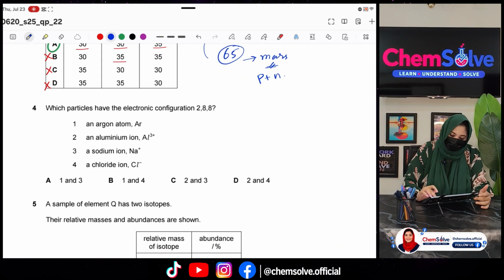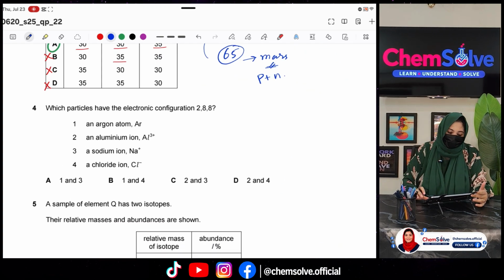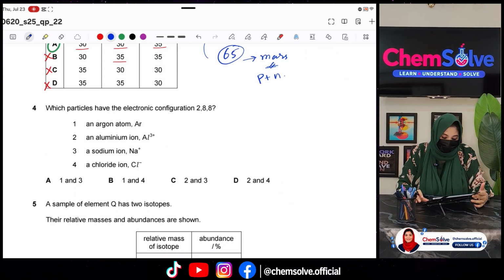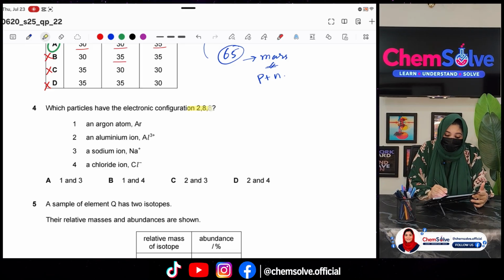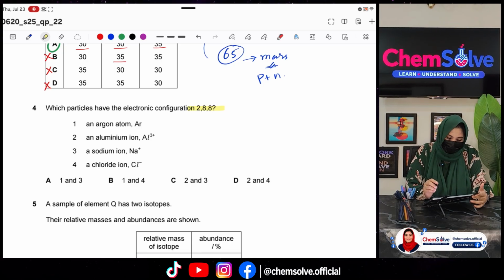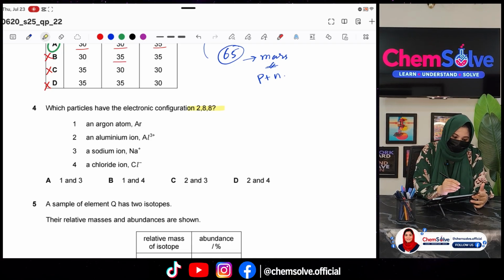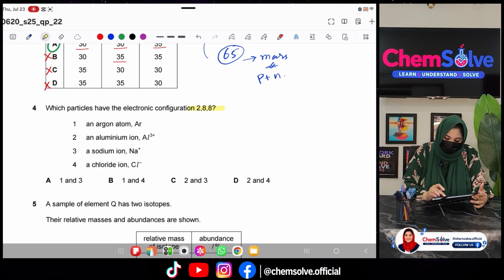Okay. So the next question is question number 4. Which particles have the electronic configuration 2,8,8? We have to choose the elements which have the electronic configuration 2,8,8. So let's see. Again, we have to look at the periodic table. Argon, aluminium, sodium, and chlorine.